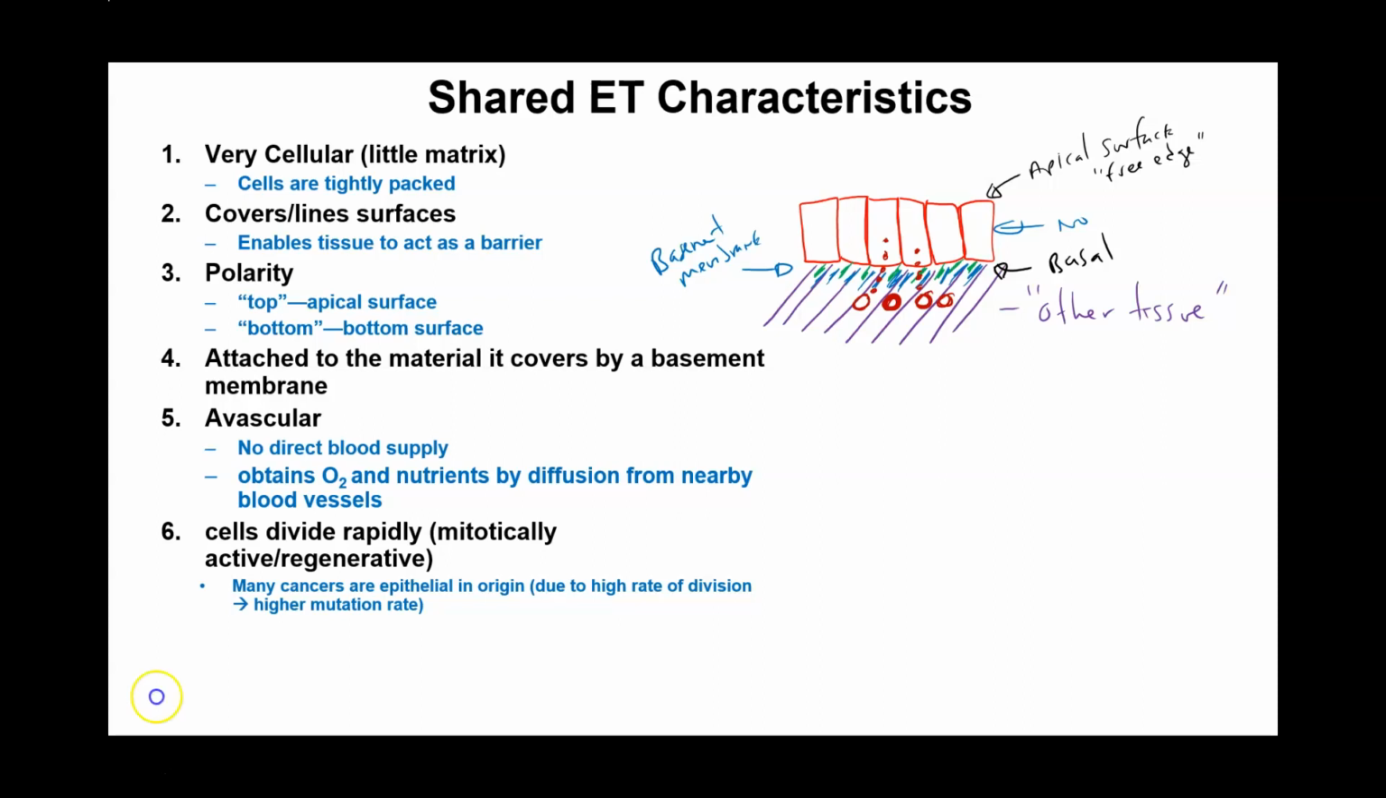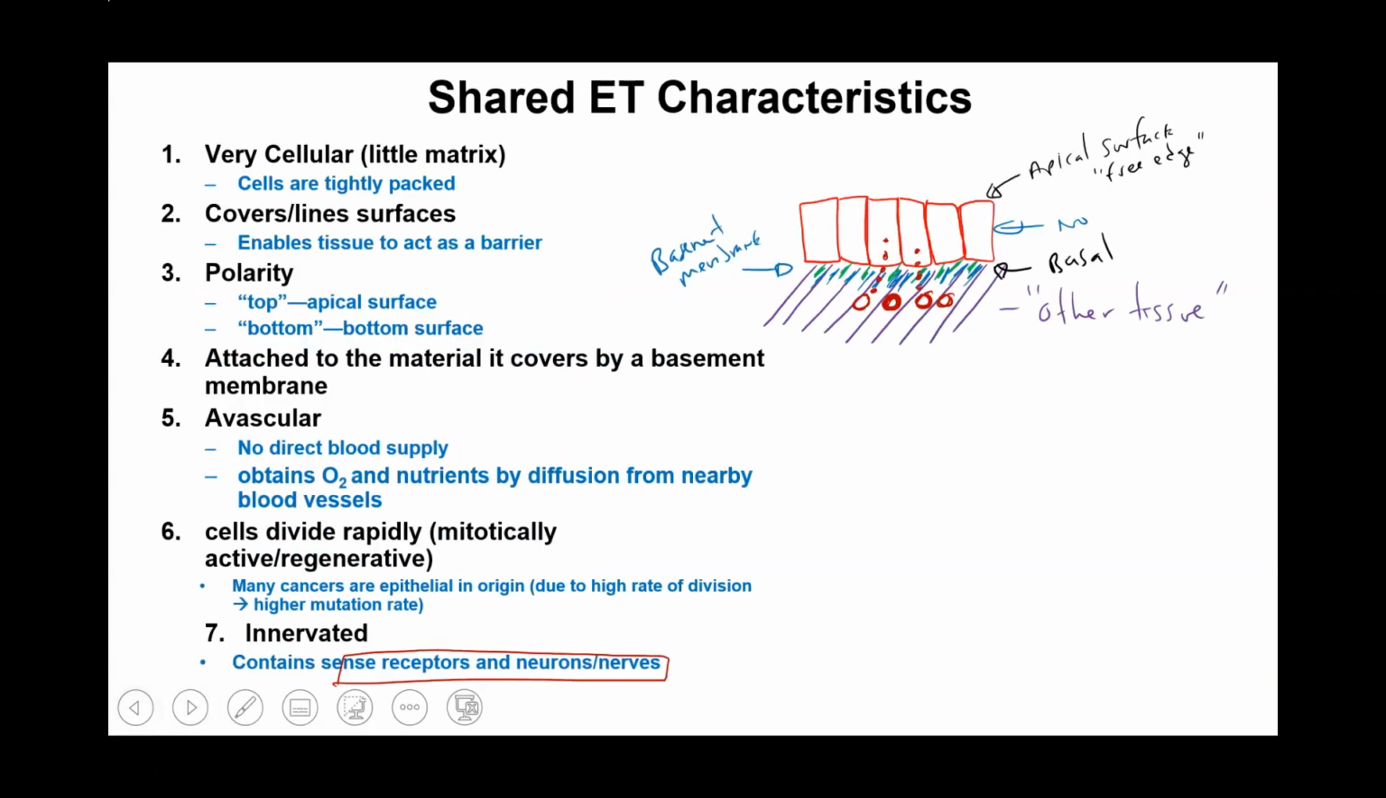create new cells. Okay? And lastly, epithelial tissue is innervated. That means that there are nerves and sense receptors inside the epithelial tissue, which gives it the ability, depending on the case, to detect chemical stimuli or mechanical stimuli such as stretch and pressure.